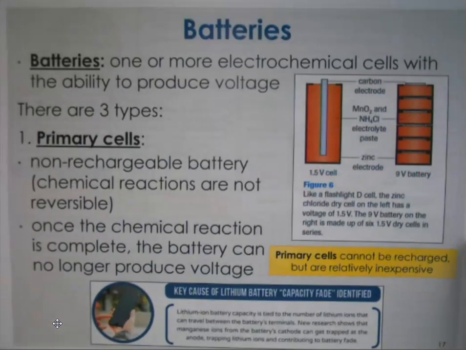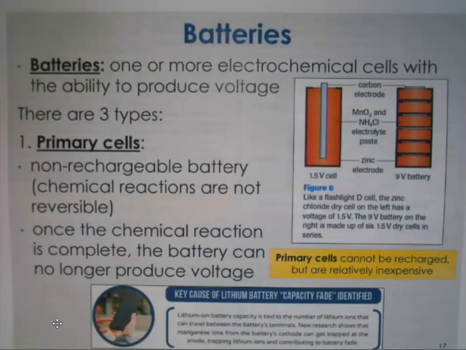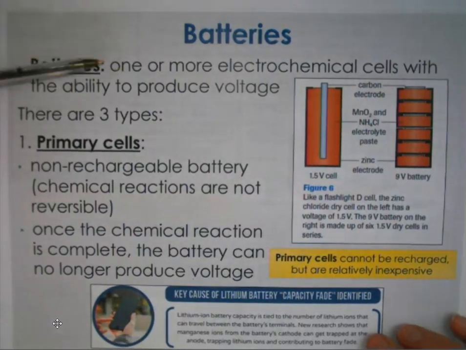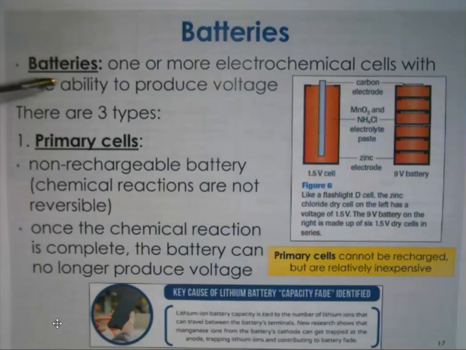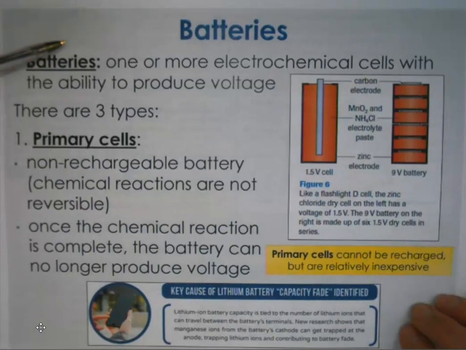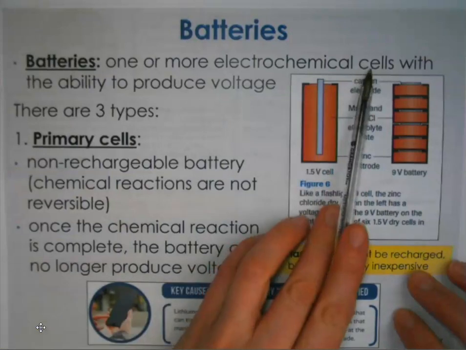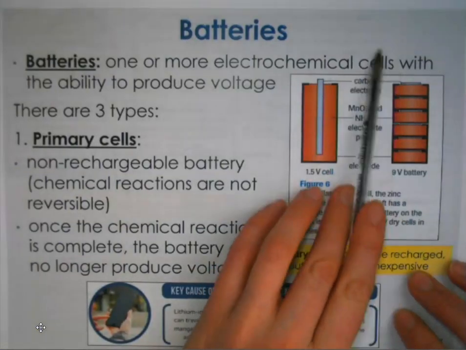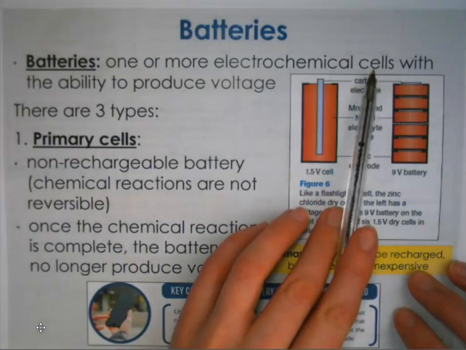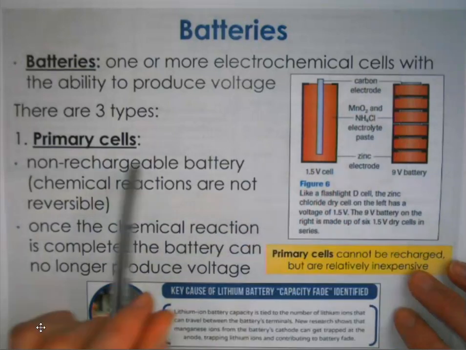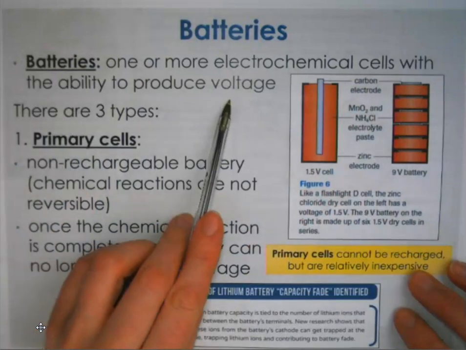All right, let's talk a little bit about types of batteries. Mainly when we're looking at types of batteries, we're thinking about how they are fueled, essentially. So remember, batteries are one or more electrochemical cells, right? Remember when we looked first at Volta's design, you have multiple cells that are connected with the ability to produce voltage.